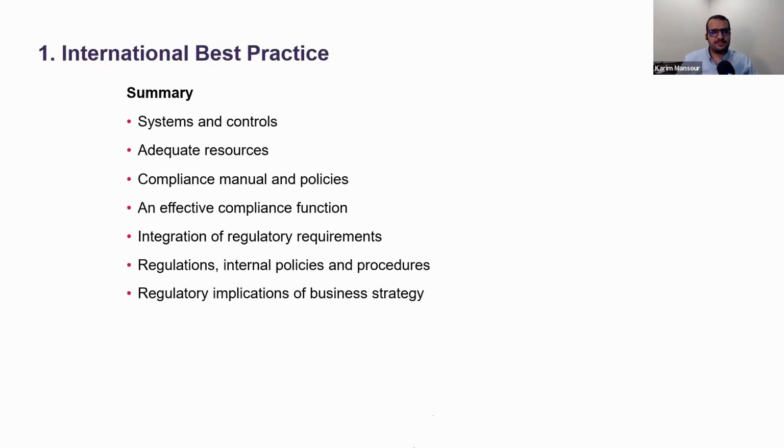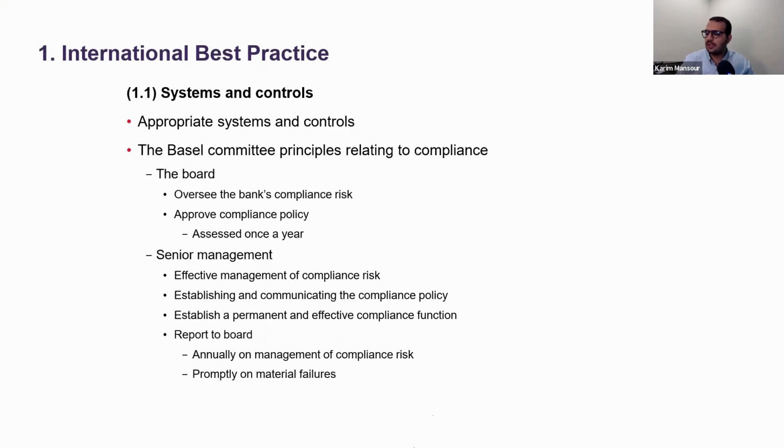So international best practice, when we're talking about the compliance function, in this chapter we are going to cover these 7 points, starting with system controls and ending with regulations and regulatory implications. So let's start with the first one, systems and controls. The compliance function is responsible for ensuring that the appropriate system controls have been put in place. Of course, with the risk team.